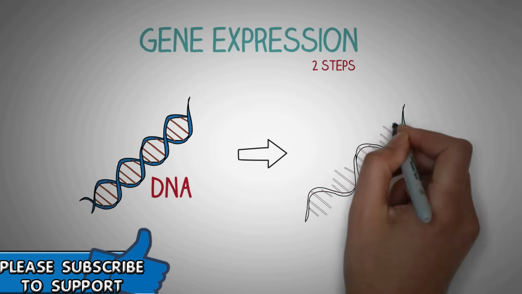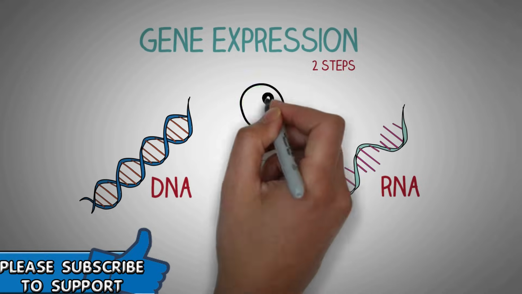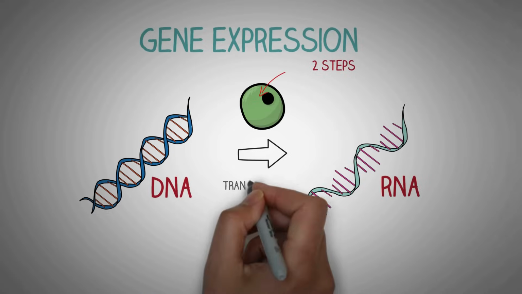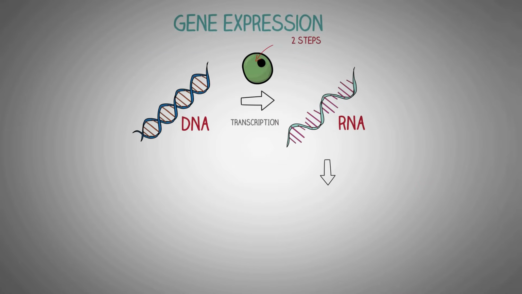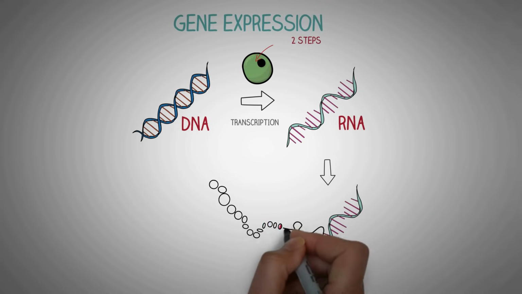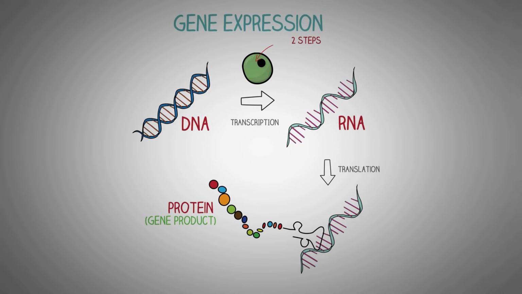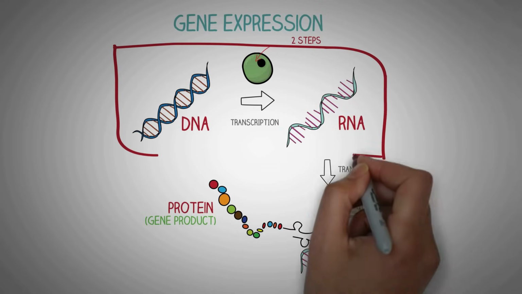The first involves copying of the coded information in DNA to a RNA molecule, which takes place inside the nucleus of the cell, and this is known as transcription. This RNA molecule then leaves the nucleus, and the information of this RNA molecule is used to produce functional gene products like proteins, and this step is known as translation. In this video, we will take a brief look at the process of transcription.